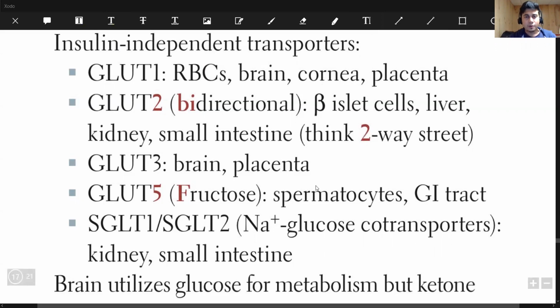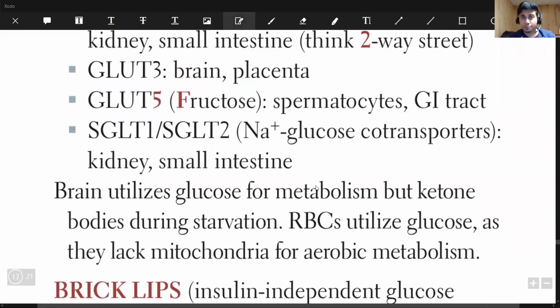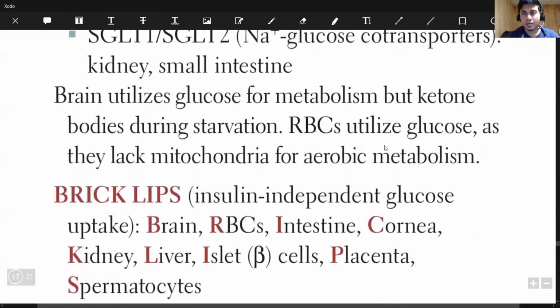Okay. Now, the GLUT5 transporter also helps transport fructose, and fructose is necessary for the spermatocyte to survive. From the GI tract, fructose uptake is done by GLUT5. And there is the sodium dependent glucose transporter, which works in our kidney, and some of them work in the small intestine. More to come when we discuss kidney physiology in the renal system.